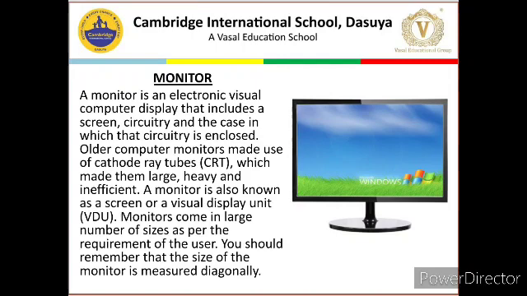Monitors like CRT, which is commonly known as cathode ray tubes, where we have bulky monitors. Then we have LED, then we have LCDs. All these are the types of monitors, and monitors come in a large number of sizes as per the requirement of the user. You should remember that the size of the monitor is measured diagonally, like 16 inches monitor, like 20 inches, 22 inches, 24 inches, 32 inches, and so on.